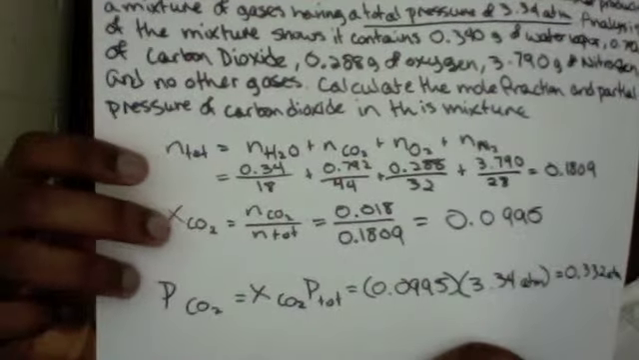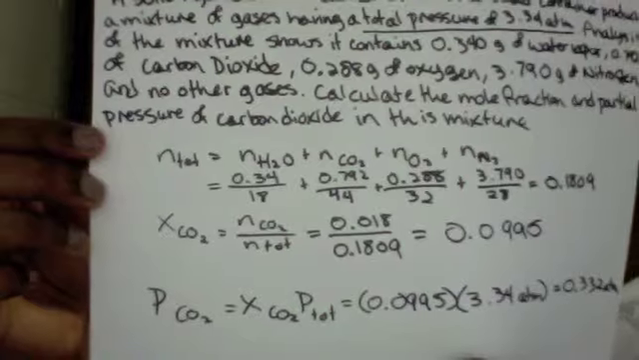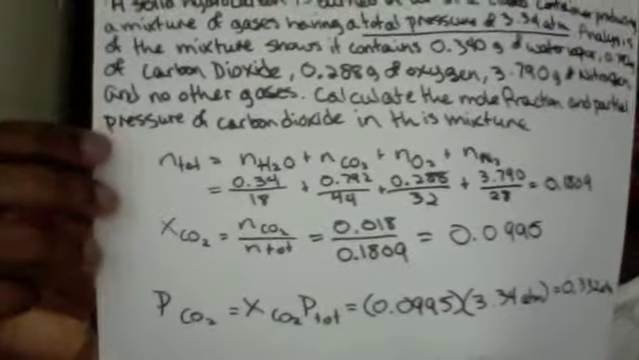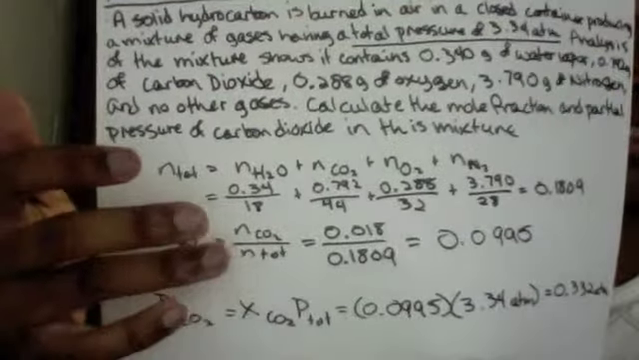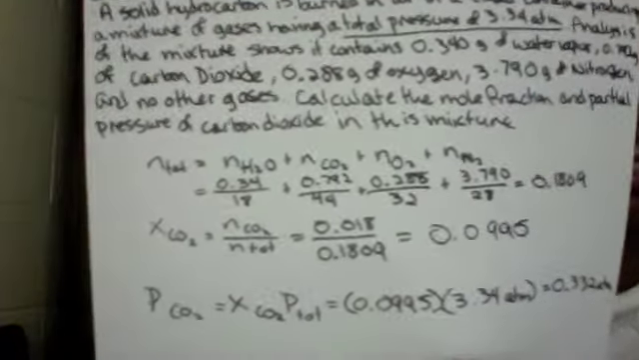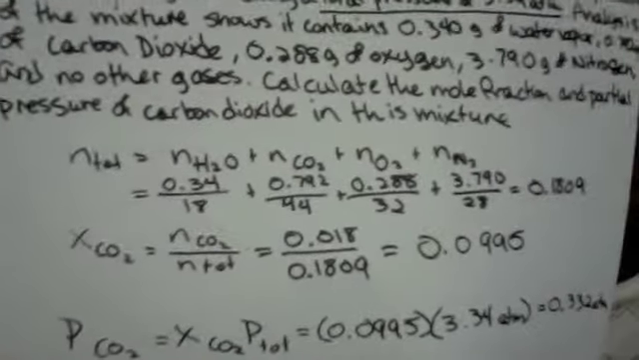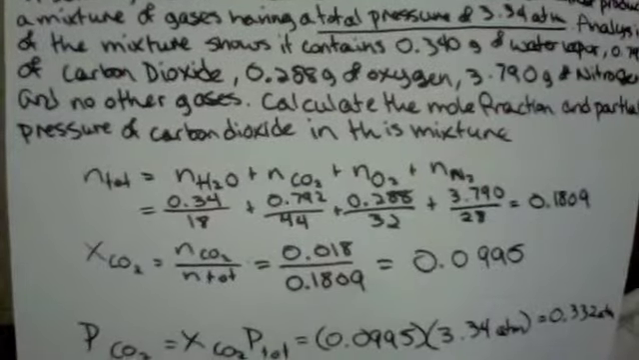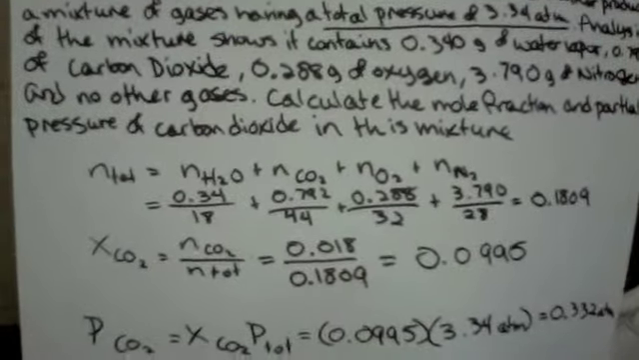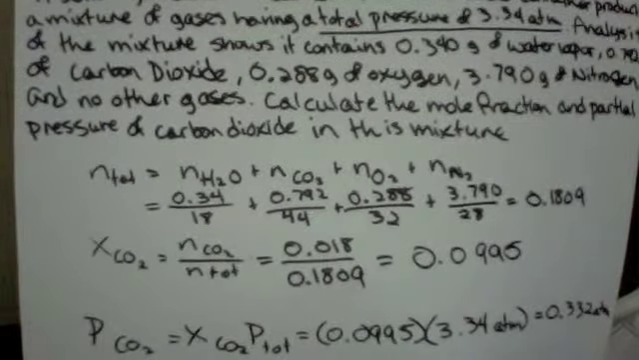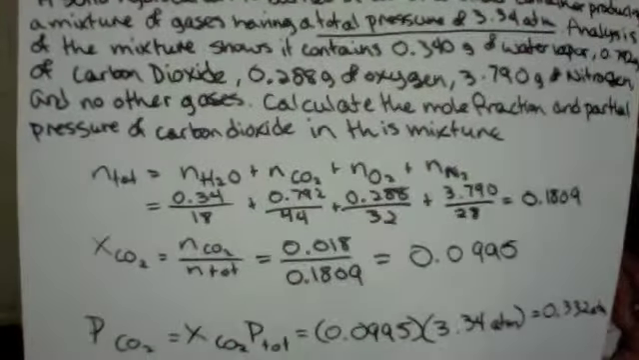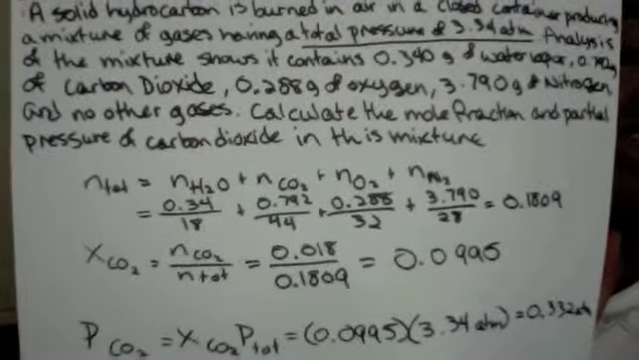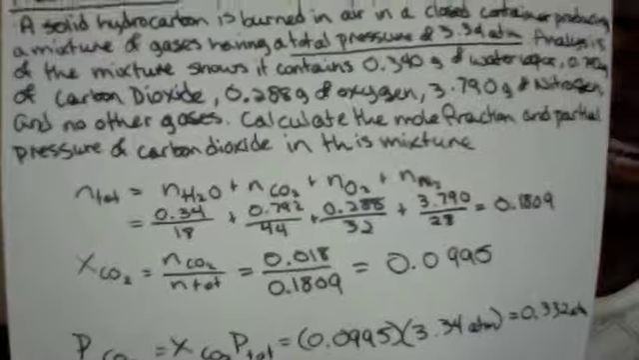Next we're calculating the mole fraction, which is the number of moles of CO2 over the total number of moles, which is 0.018 over 0.1809. This is actually a unitless number, since mole fraction doesn't have a unit, and it's 0.0995. Then we use that to find the partial pressure of carbon dioxide in the container. We take the mole fraction times the total pressure, which was given in the question: 0.0995 times 3.34 atmospheres. In the end, we have 0.332 atmospheres of carbon dioxide in the system.